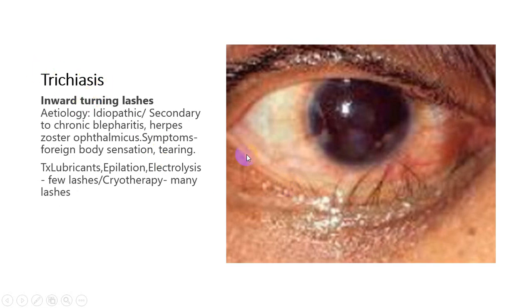And trichiasis, this is an inward turning of lashes, and usually idiopathic or secondary to chronic blepharitis and herpes zoster ophthalmicus. Symptoms are foreign body sensation and tearing. Treatment is with lubricants, ablation, electrolysis if there are few lashes, and cryotherapy if there are many lashes.